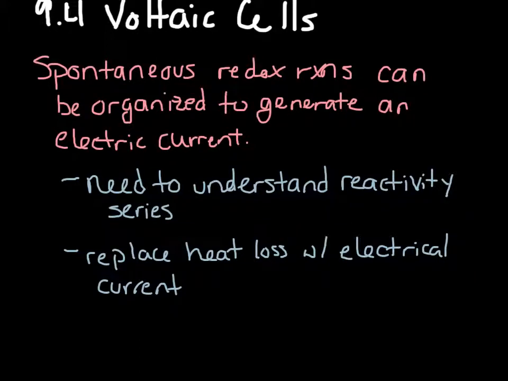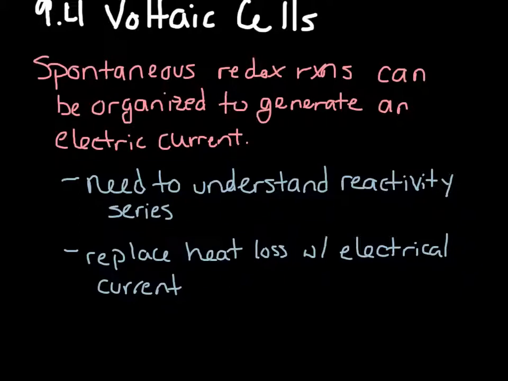9.4 is looking at voltaic cells, or essentially what makes up a battery or electrical cell. Voltaic cells work with spontaneous redox reactions that can be organized to generate an electric current. So it's using spontaneity in order to produce electricity.